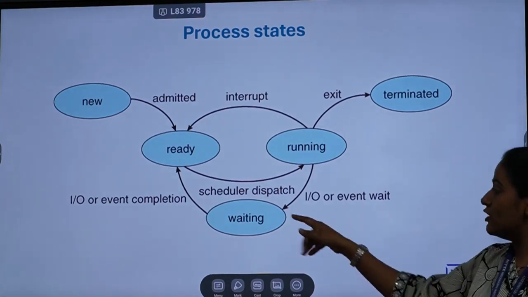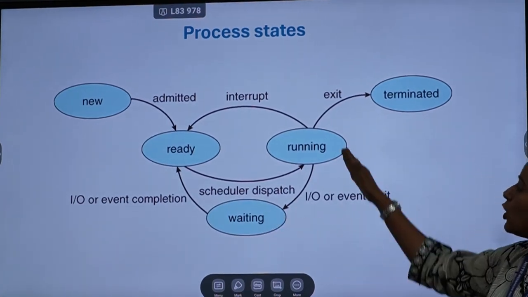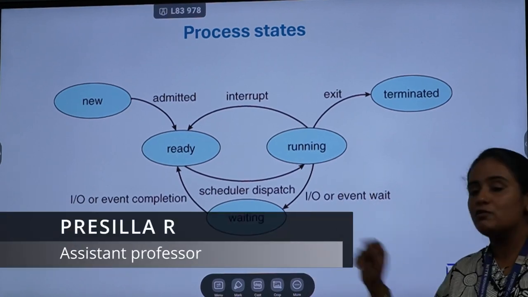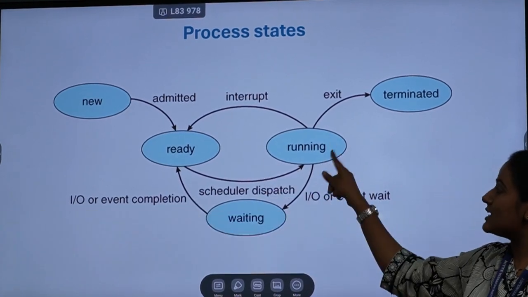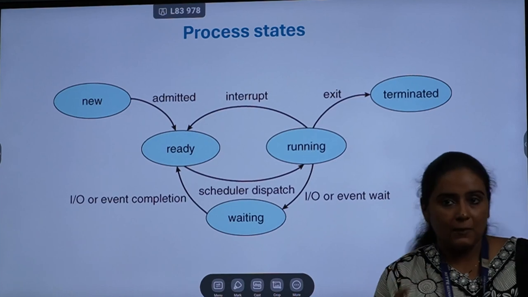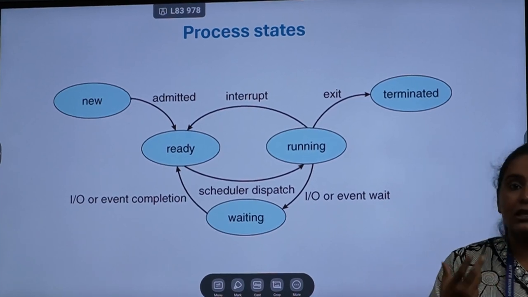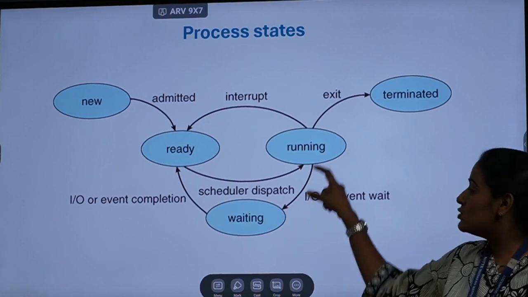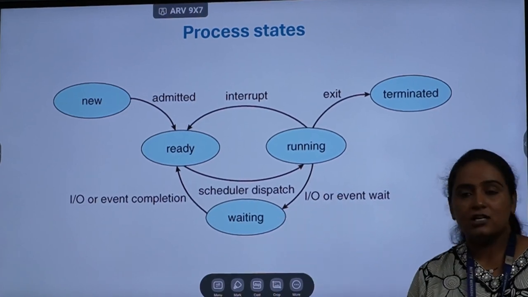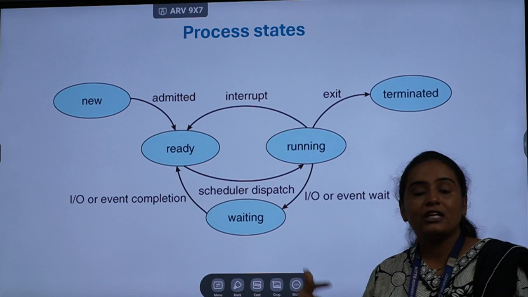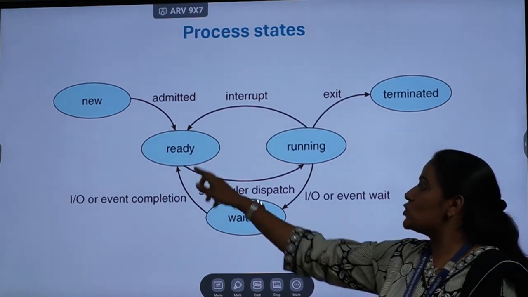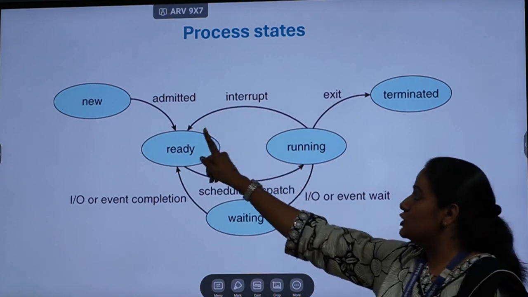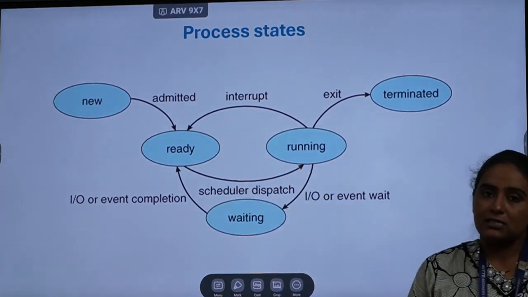Here you can observe that from the waiting state, a process cannot go back to the running state. The reason is that once the process comes into the waiting state, another process has been allocated to that particular CPU. Now the CPU is busy with the other process. The process that has been interrupted by the IO event has to wait in the waiting state. Once the wait is over or the event is completed, it has to go back to the ready state. So these are the 4 states: new, ready, running and waiting.